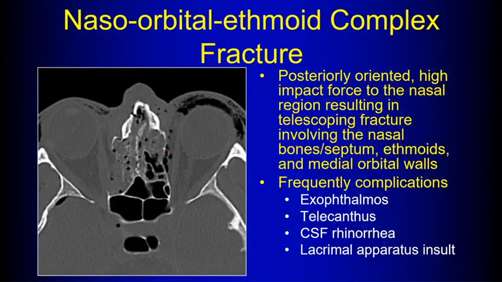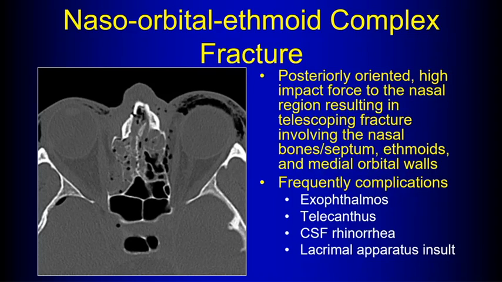Next is the naso-orbital ethmoid complex fracture, or NOE fracture. This is caused by a posteriorly oriented high-impact force to the nasal region, which causes comminuted fractures of the nasal bones, septum, and ethmoid bones. You can think of this as like the ethmoids being an empty aluminum can, and you stepping on that aluminum can. It causes this telescoping fracture, which decreases the AP dimension of the ethmoids and then splays them out.